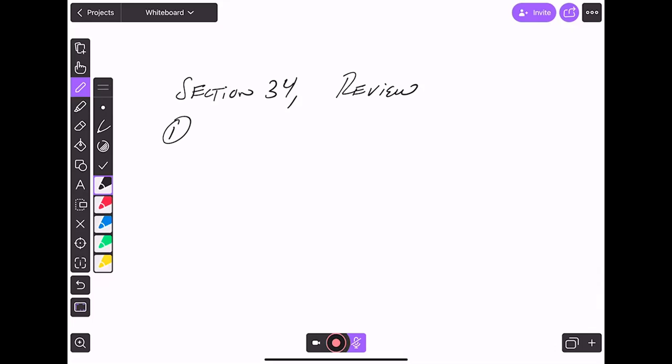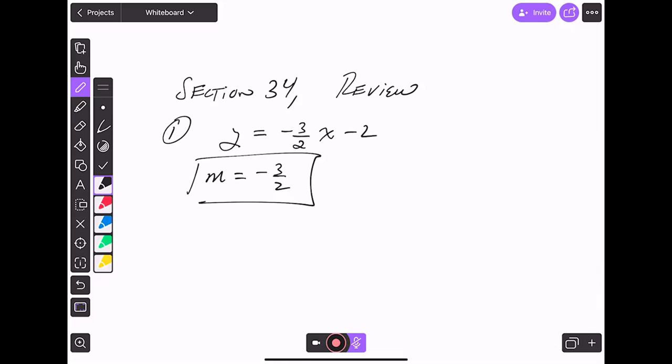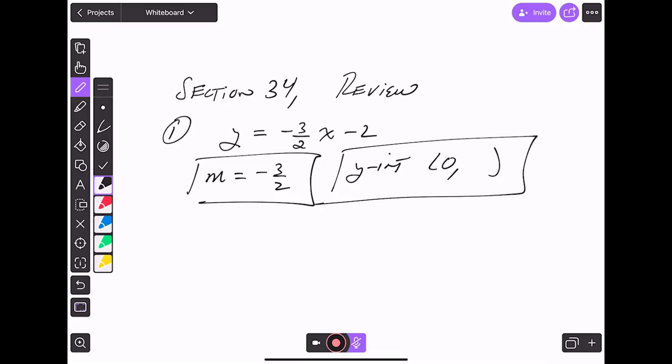Find the slope and y-intercept of the line whose equation is... Let me write this down for you. And I can write down m pretty quickly because it's in the form y equals mx plus b. So m is minus 3/2. And I can write down the y-intercept pretty quickly as well. The y-intercept is a point such that x is 0. And if x is 0, really simple equation then, you would just get y equals minus 2.